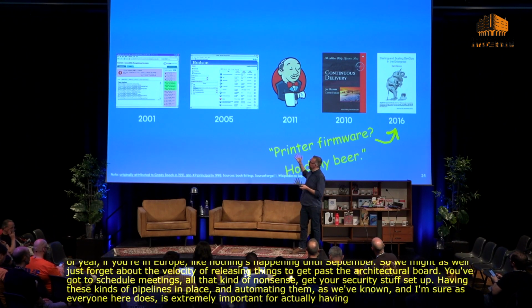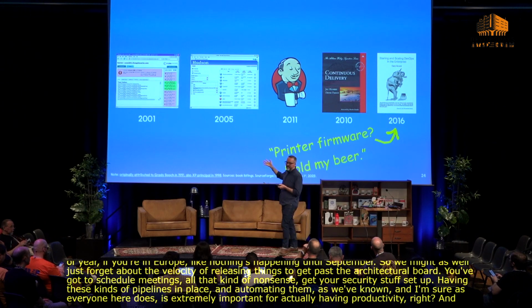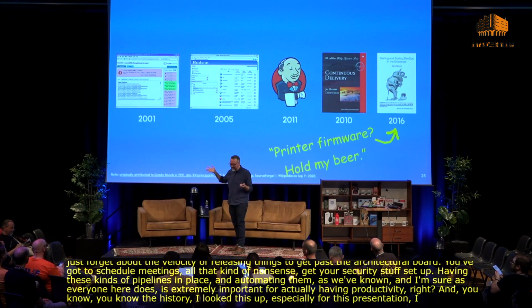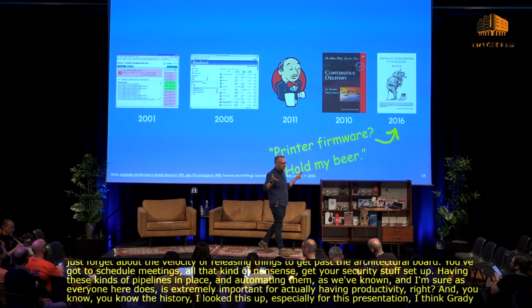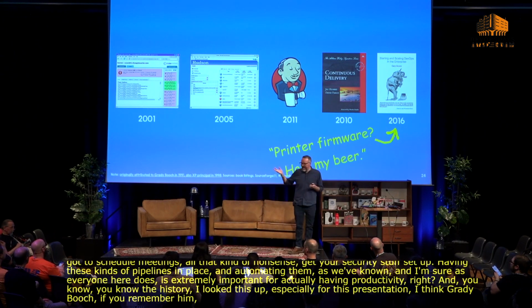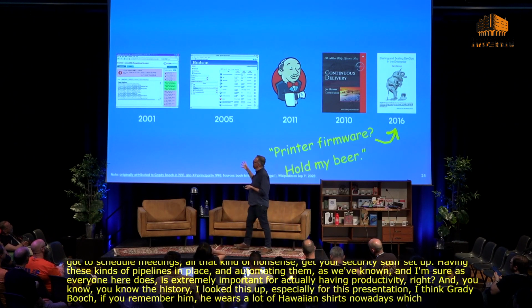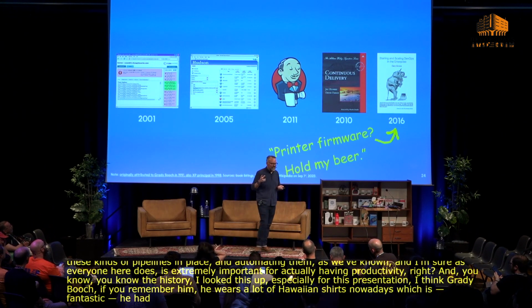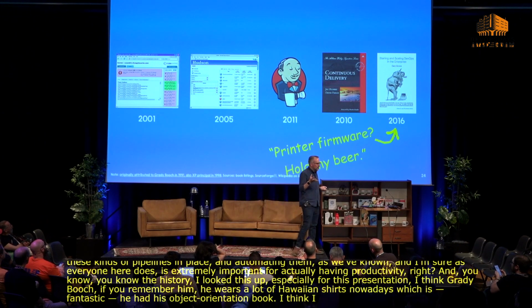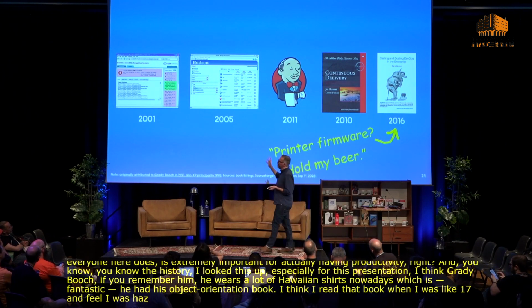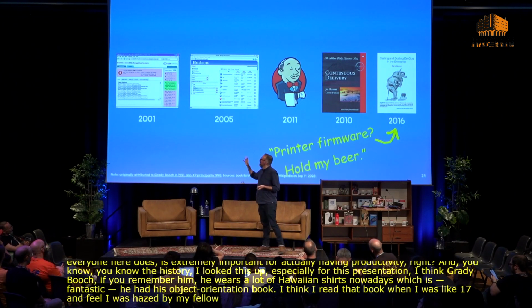And you know the history. I think I looked this up especially for this presentation, and I think Grady Booch, if you remember him, wears a lot of Hawaiian shirts nowadays, which is fantastic. I think maybe in 1994 he had his object orientation book. I think I read that book when I was like 17, and I feel like I was hazed by my fellow programmers for reading it. And then I did object-oriented Perl, which is super weird in retrospect.